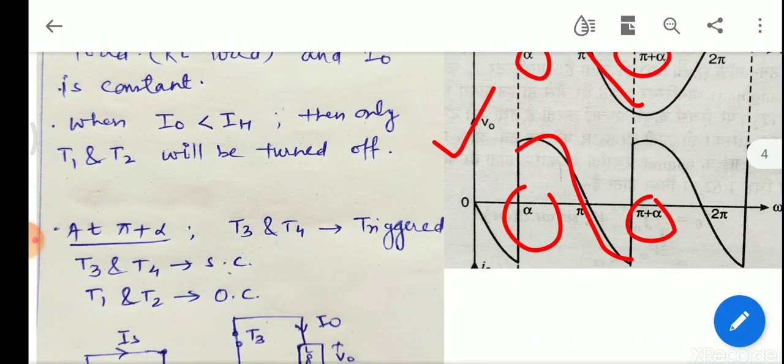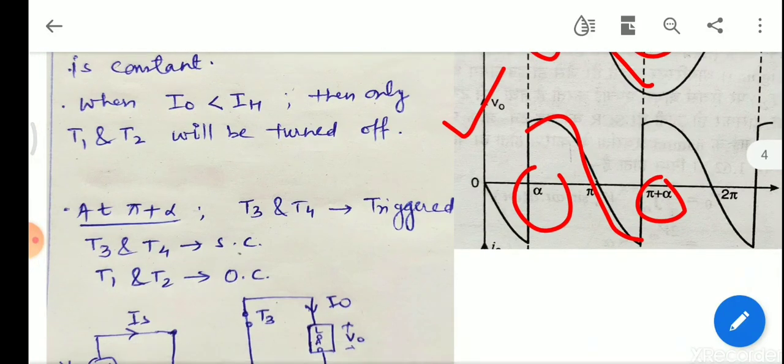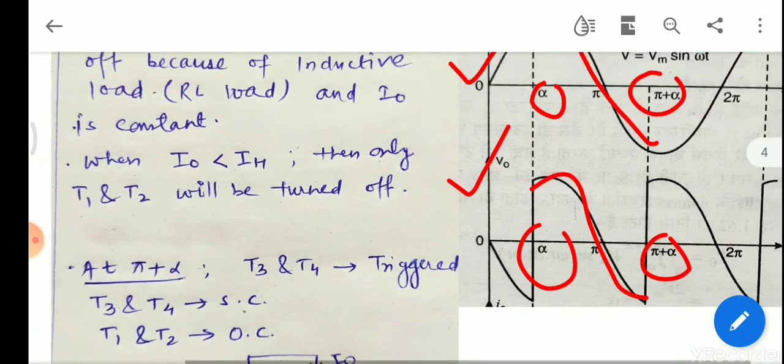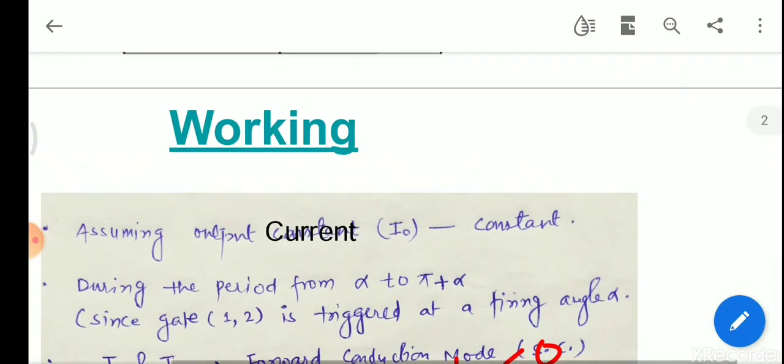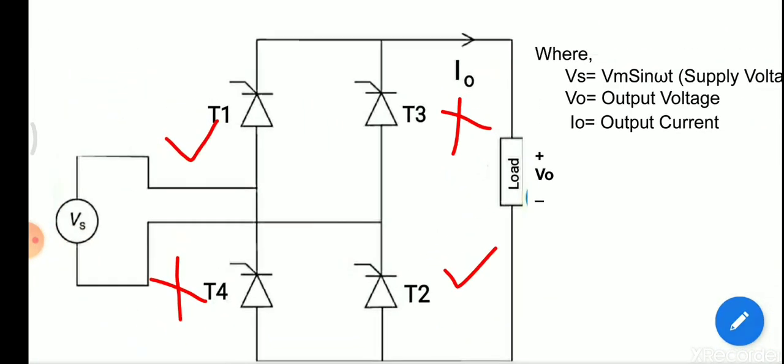And we know that the thyristors will get turned off only when the anode current is less than the holding current. Okay, so at pi plus alpha, what is happening? At pi plus alpha, T3 and T4 are triggered. Okay, so now what will happen? From this circuit again, T3 and T4 will conduct, means they will enter into forward conducting mode, while T1 and T2 will enter into reverse blocking mode.